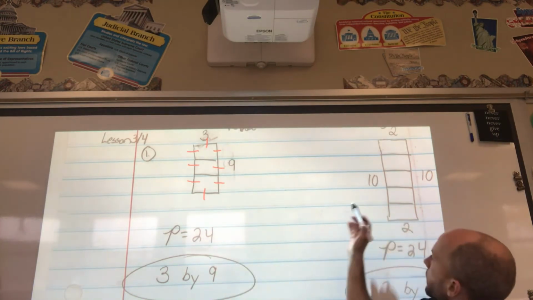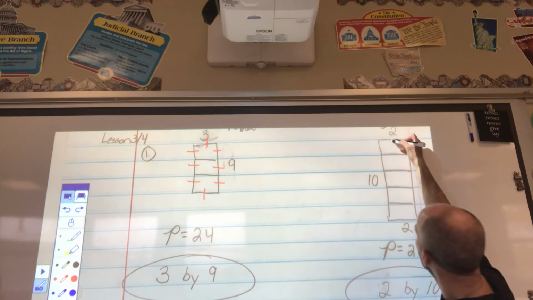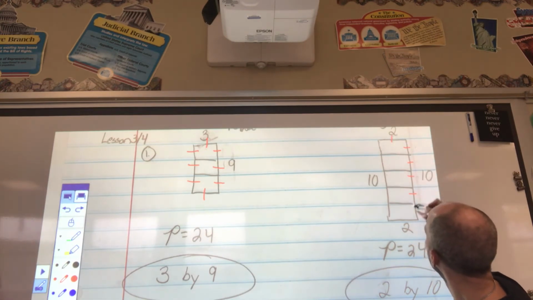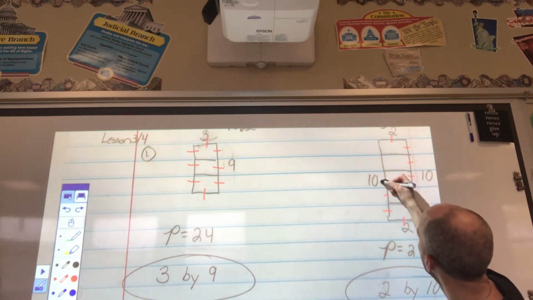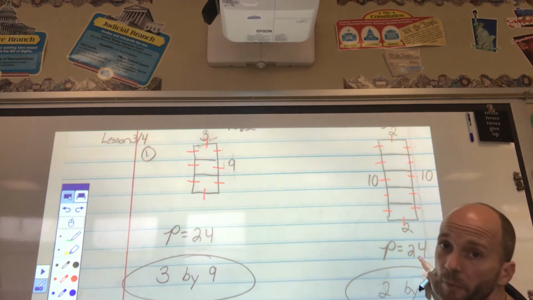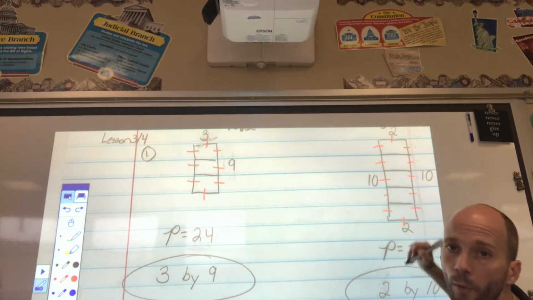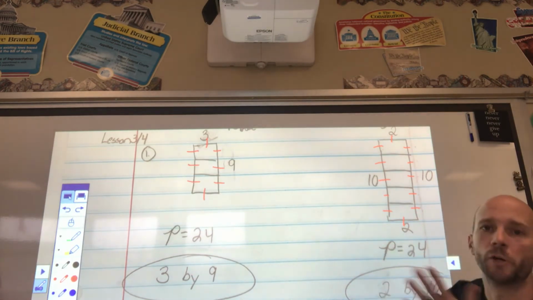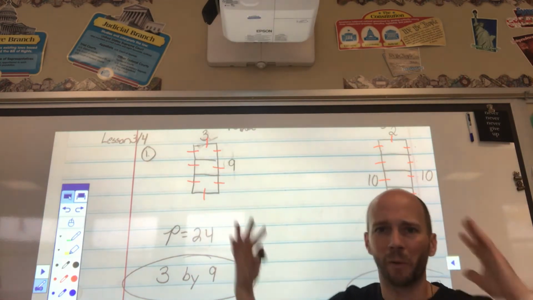So let's do the opposite. This one, let's count my units all the way around. 1, 2, 3, 4, 5, 6, 7, 8, 9, 10, 11, 12. 24 divided by 12. 2. 2.